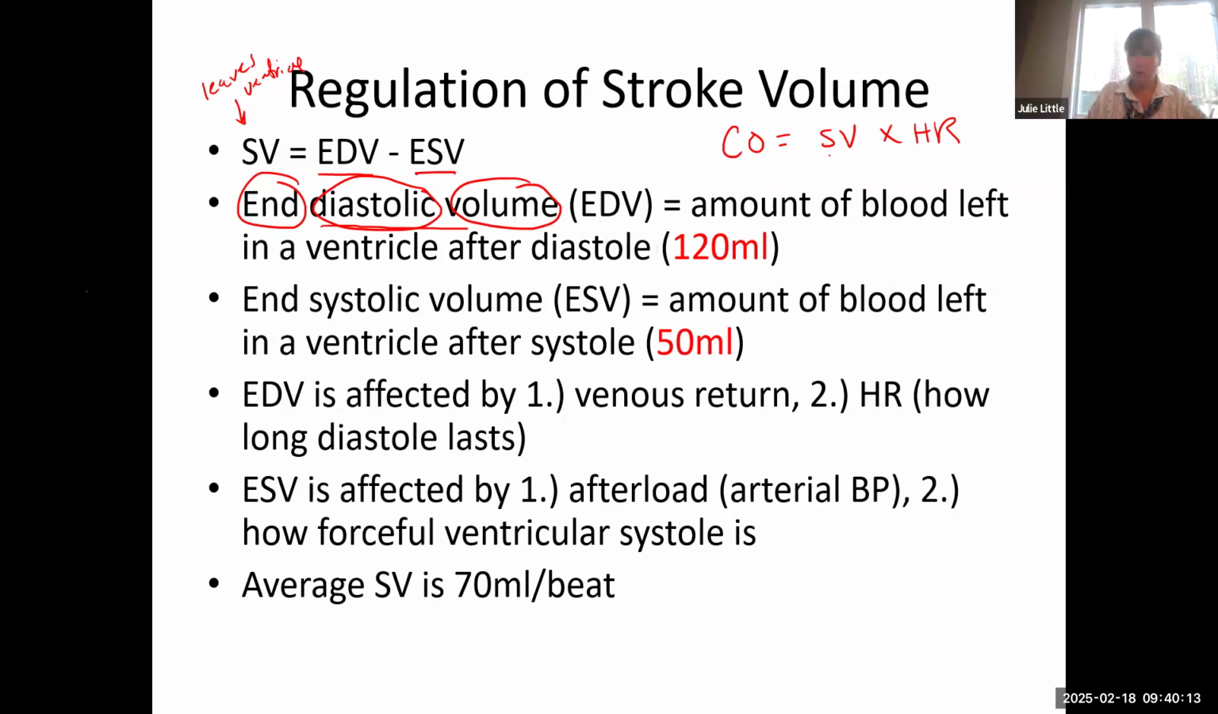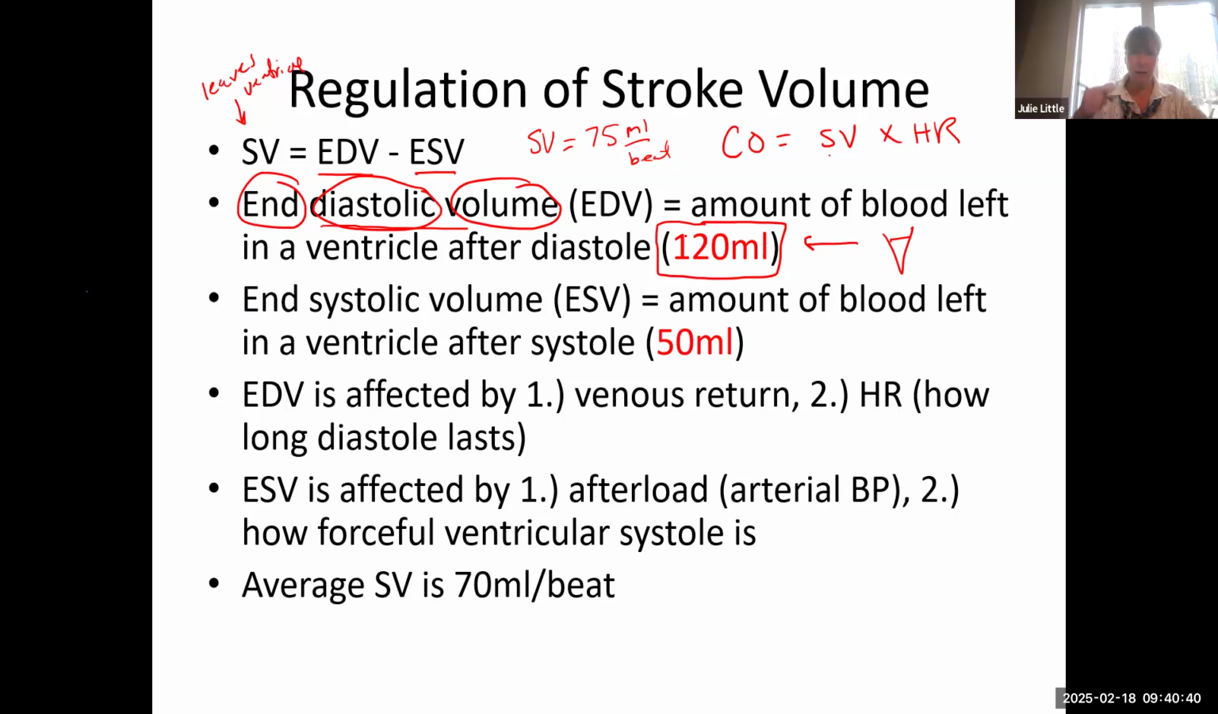The left ventricle or the right ventricle, if this is the normal end diastolic volume, at the end of diastole, when the ventricle is relaxing, we have 120 milliliters of blood in it. If we contract and send 70 milliliters out, we got that from the last slide, our normal stroke volume is going to be 75 milliliters per beat.